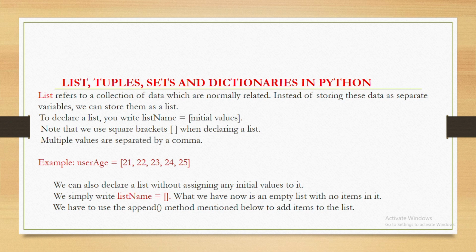So we can simply give the name of the list and then keep empty square brackets. What we have now is just an empty list that has no initial values. And we can now add items using the append method, which we are going to mention to understand how we can add items inside the list. We are going to see this practically to understand how it works.